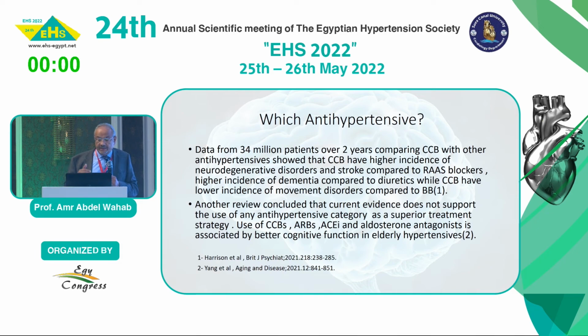In another review, they concluded that current evidence does not support the use of any antihypertensive category as a superior treatment. However, between the lines, when you read this article, you find they are supporting ARBs, because many trials and studies have concluded that ARBs and ACE inhibitors have a beneficial effect on neurocognitive decline in diabetic and hypertensive patients. They are just accusing diuretics. Thiazide diuretics, not the aldosterone antagonists, have no effect or a bad effect on the prognosis of cognition in diabetic and hypertensive patients.